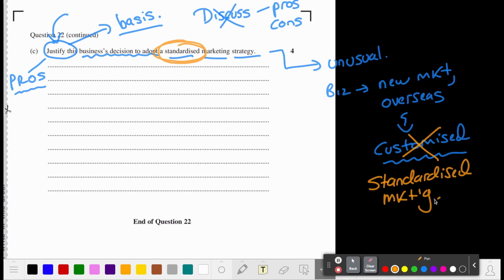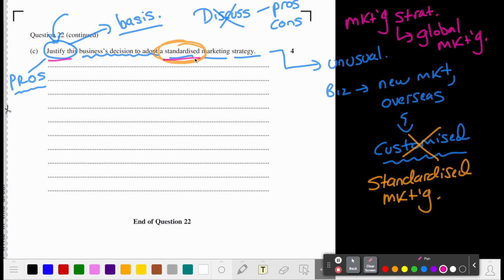In terms of the syllabus here, obviously we're talking about marketing, marketing strategies, and this is part of global marketing. Global marketing looks at that issue of standardization versus customization. So that's where it would sit. So, okay, I'm thinking I have to provide the pros for a standardized marketing strategy. I would think about another sort of 2x2 approach where I've got one thing with the definition and an example, and then another thing as well.